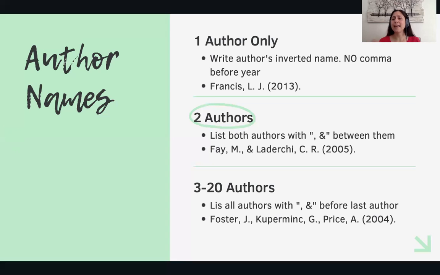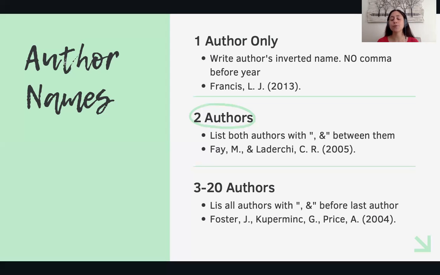Don't write the word "and", only use the symbol for the ampersand there, okay? And that is that. Now, a big change that has happened with the 7th edition compared to the 6th has to do with when we have more authors. In the past, you could go up to, I want to say, 6 or 7 authors and you'd list them all. But now they've extended it. So between 3 and 20 authors, you're going to list all of the authors, okay?